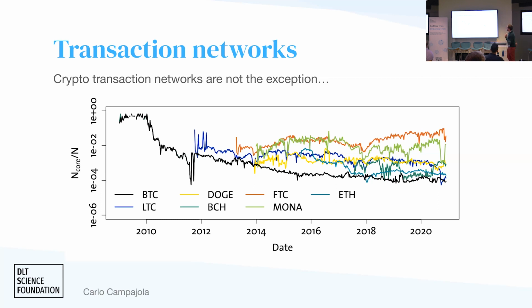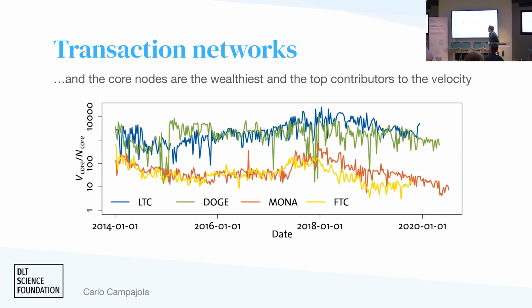Right. So as I was saying, I was talking about core-periphery structures. We can also mix the two things. We can also look at whether the velocity that is so unequally distributed is somewhat related to the network structure and to the core-periphery structure. And the answer is yes, actually. So here you see the ratio between the velocity in the core and outside the core, normalized by the number of nodes in the core versus outside the core.